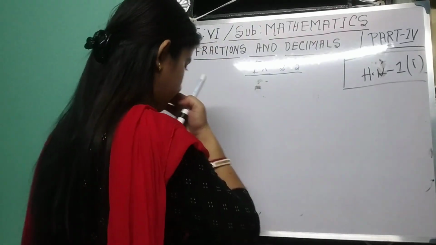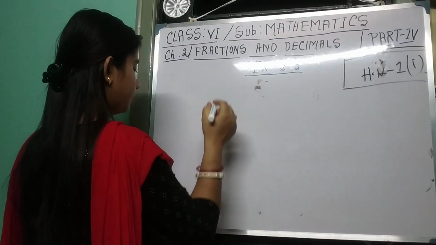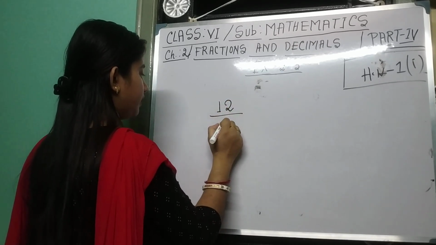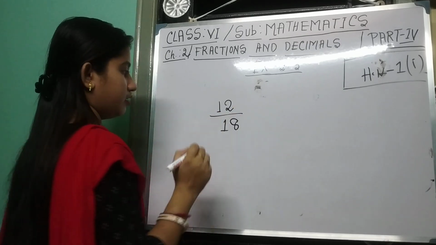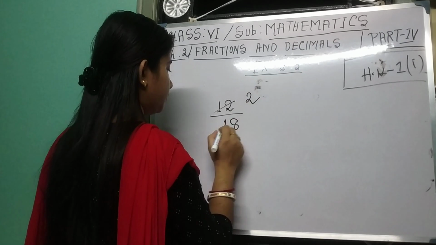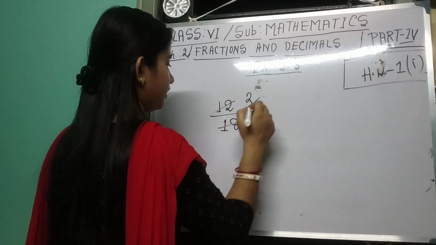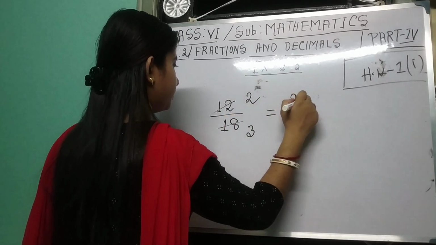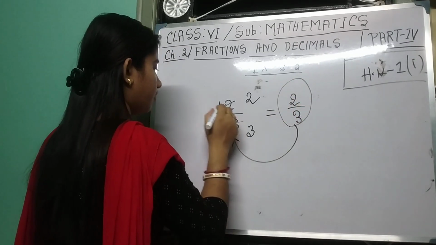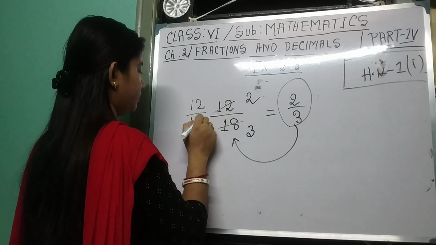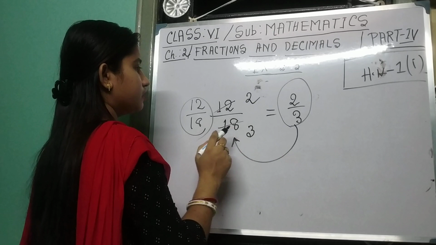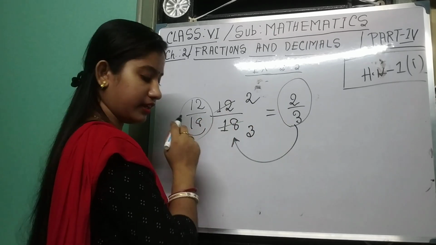Lowest form means, suppose we are given 12/18. Now we simplify this. 6 twos are 12 and 6 threes are 18. So this is 2/3. This 2/3 is the lowest form of 12/18.